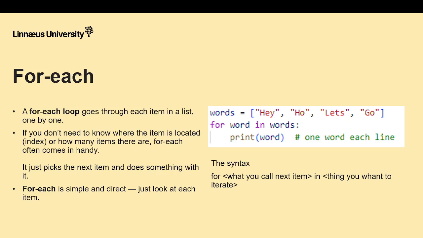So in this example to the right, we have a list called words with 4 words in it, 4 strings, and we pick each string from the list and save it as word and print it. So here we print one word on each line, and you don't have to call this, for example, word. You can call it anything you find meaningful.